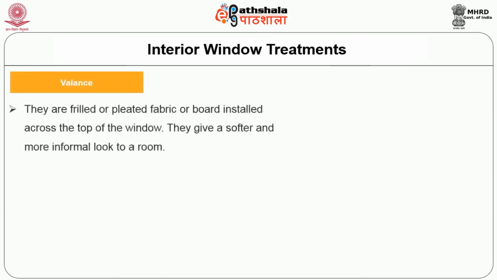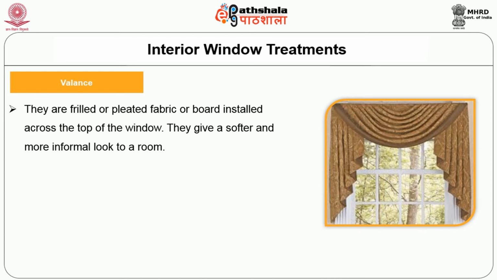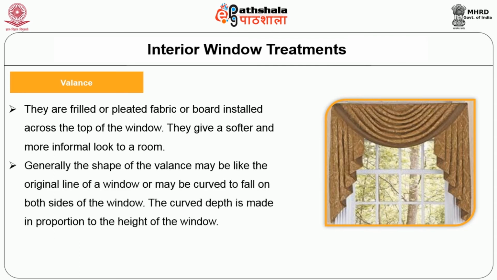Valance. They are frilled or pleated fabric or board installed across the top of the window. They give a softer and more informal look to a room. Generally, the shape of the valance may be like the original line of a window or may be curved to fall on both sides of the window. The curved depth is made in proportion to the height of the window.